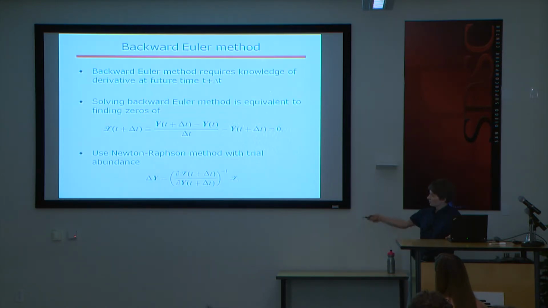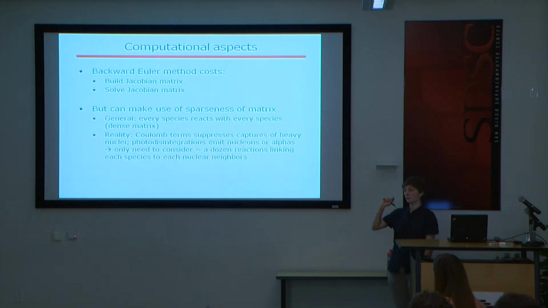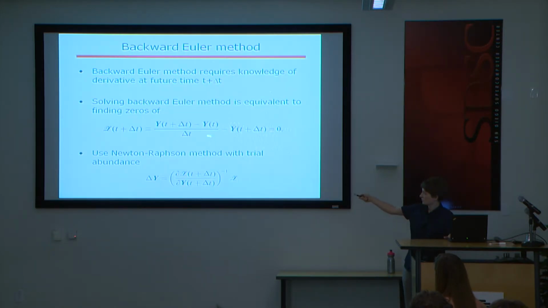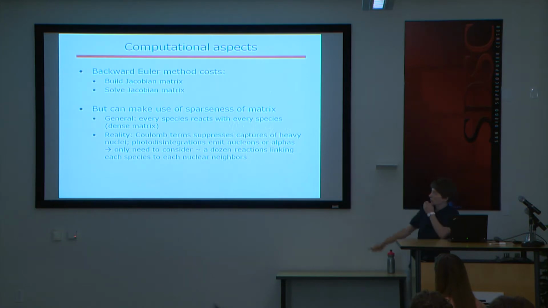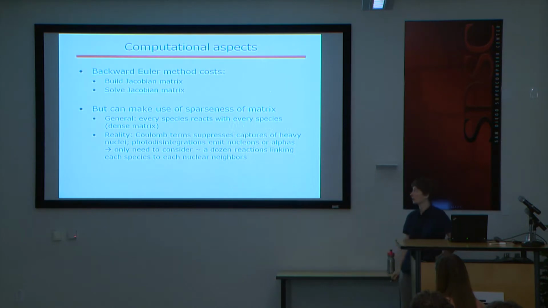So when you do this, you need to build a Jacobian matrix here, and you have to solve it. And this is where the computational costs of nucleosynthesis calculations lie. For each time step, even if in an ideal world you only needed one iteration, you still have to build it for each time step. So you have to build your Jacobian matrix, and you have to solve it. Of course, if you do an r-process calculation, this becomes quite big if you follow 5,000 or 6,000 nuclei.